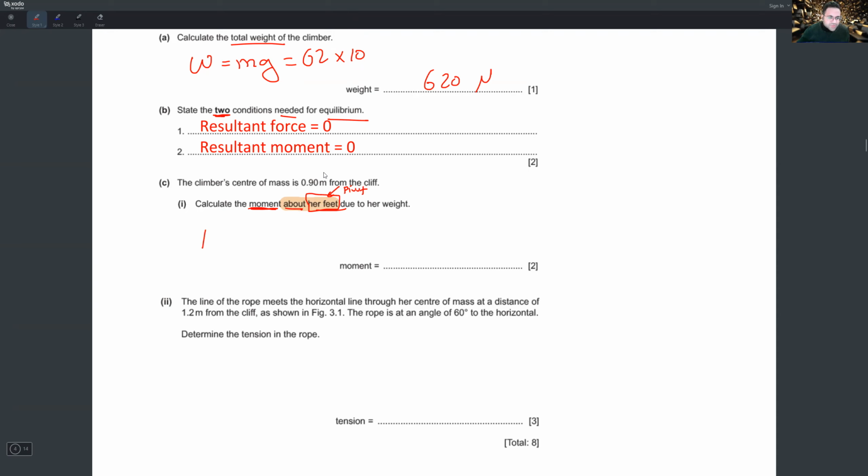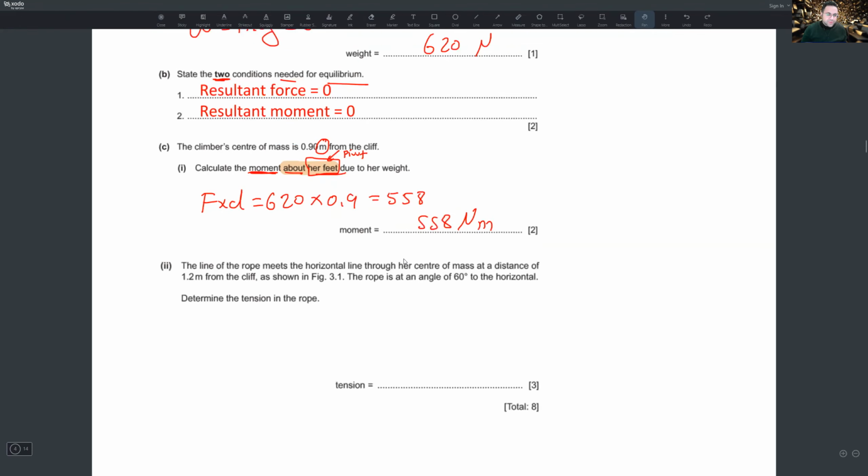We say force times distance, 600 and oops. You know, when your brain thinks faster than you can write. 620 times 0.9 gives 558. Thank you. 558, the unit is newton times the distance in meters, so newton meter. Perfect. Easy. Next.